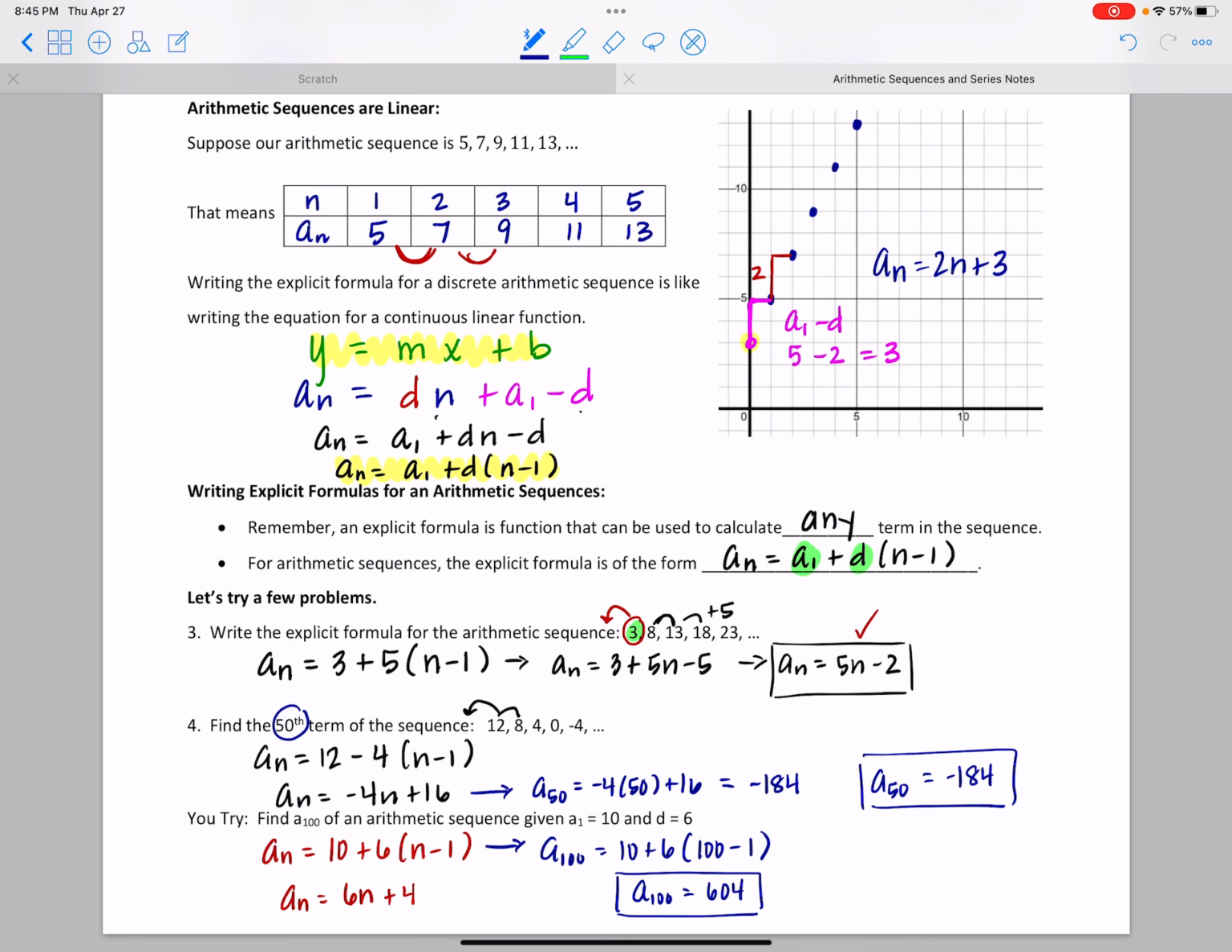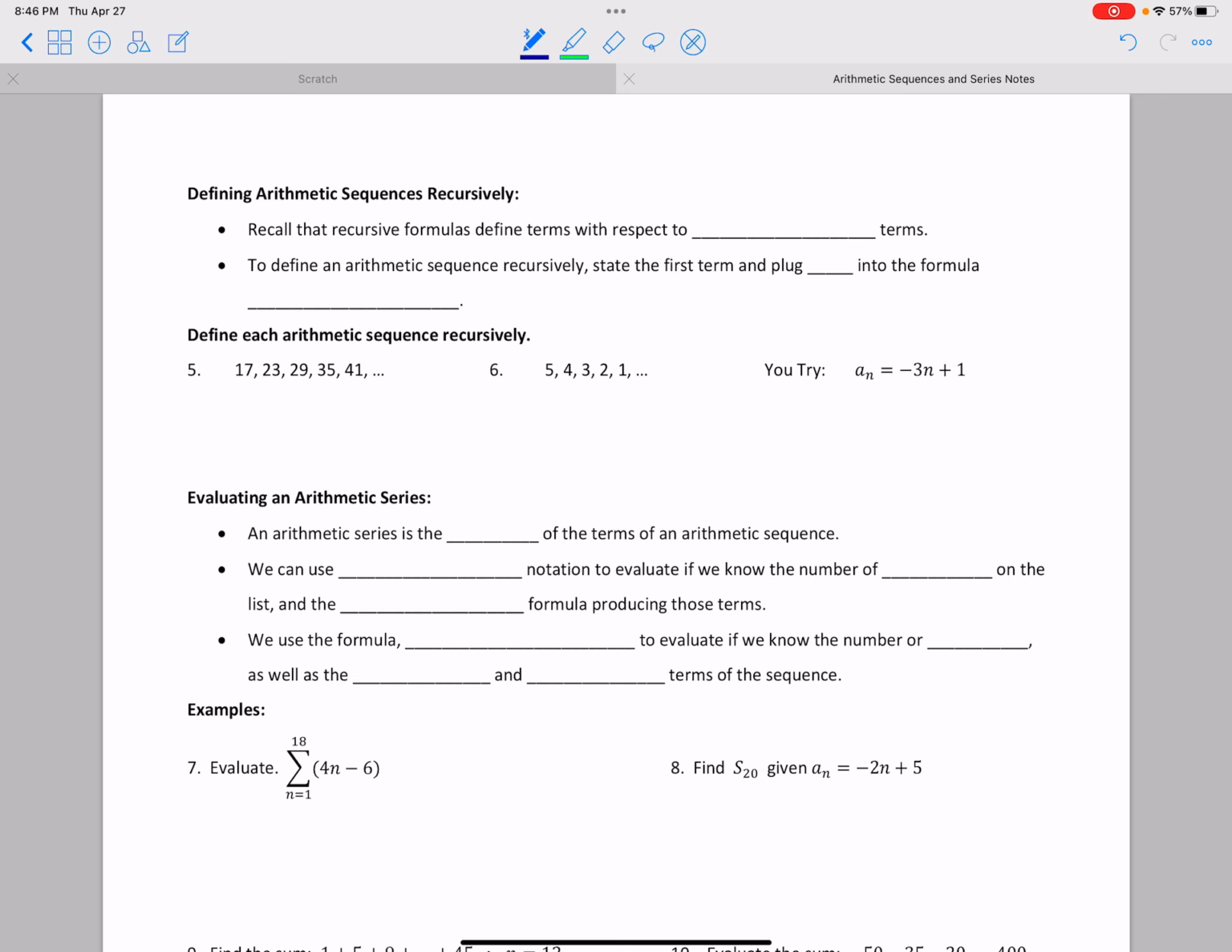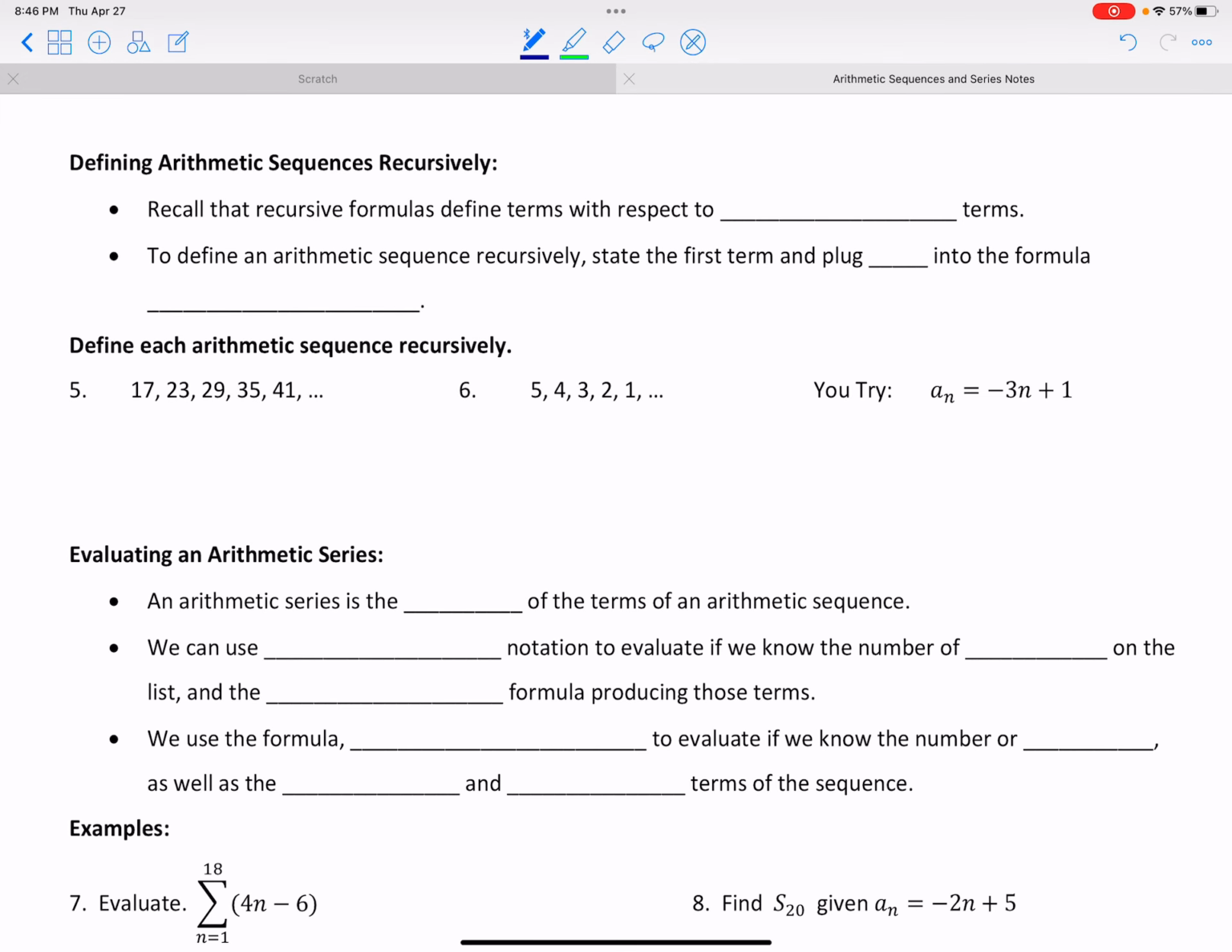Let's move along to the recursive definition. If we're defining any sequence recursively, we know that our formula is based on previous terms. Unlike the explicit formula where I can input any natural number and get the output, find any term on the list, the recursive formula means to find a term, I have to know what happened before.